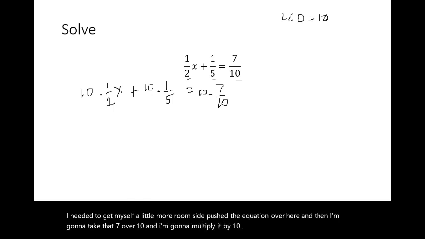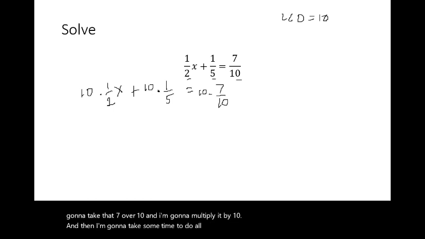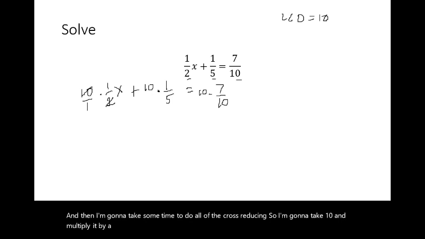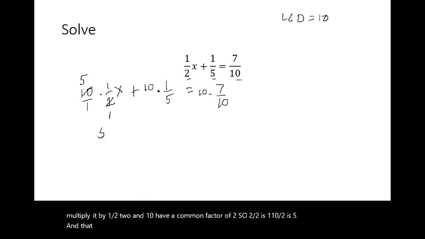And then I'm going to take some time to do all of the cross reducing. So I'm going to take 10 and multiply it by 1/2. 2 and 10 have a common factor of 2, so 2 divided by 2 is 1, 10 divided by 2 is 5. And that leaves you with 5 times 1 is 5 over 1, which is just 5x.